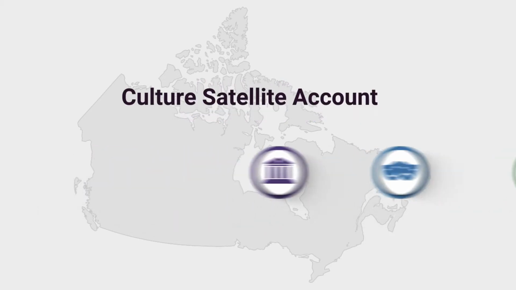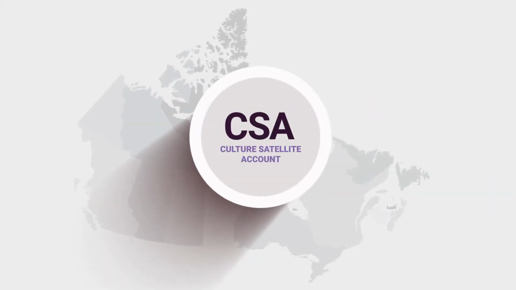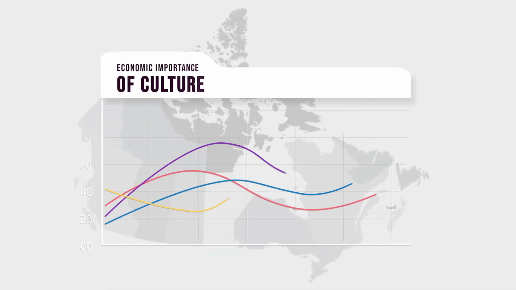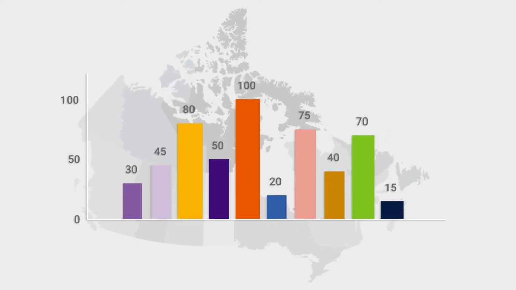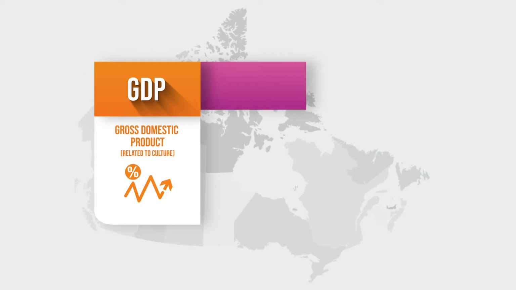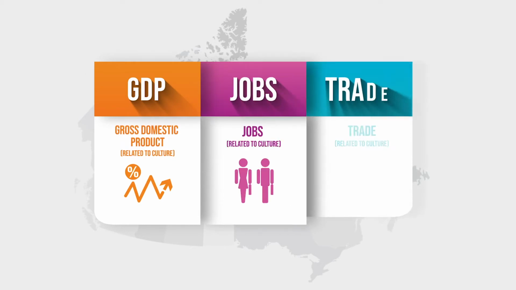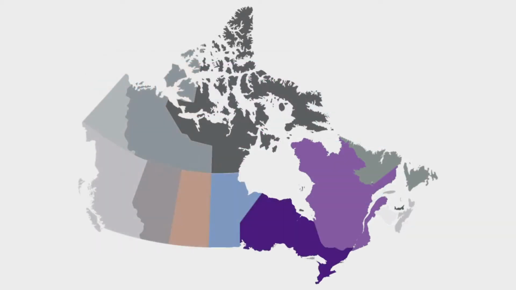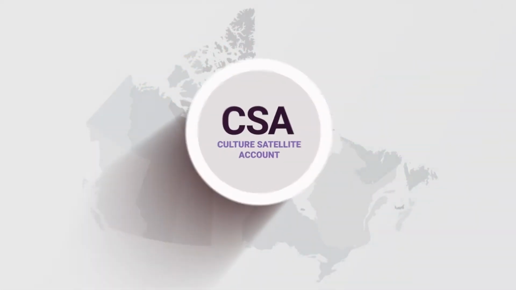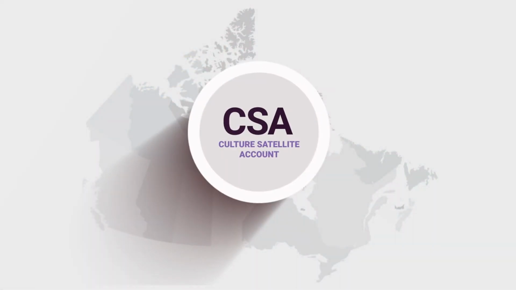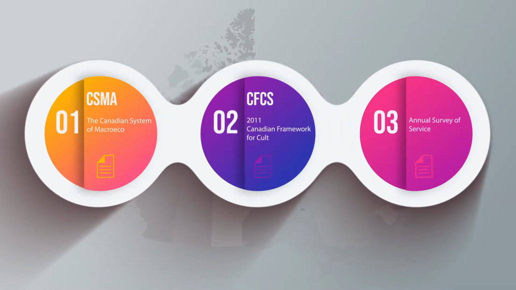The Culture Satellite Account, or CSA, measures the economic importance of culture in the Canadian economy, providing reliable and comparable numbers such as the gross domestic product, jobs, and trade figures related to culture at the national, provincial, and territorial levels. The CSA is a complex statistical tool comprised of three main components.